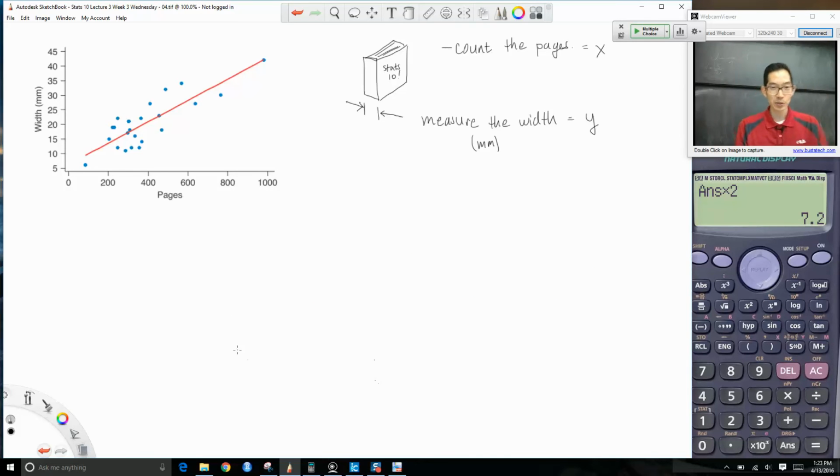And so our equation will be width hat is equal to 6.22 plus 0.0366 pages. Is that okay? All right, so this will be our clicker question 1.